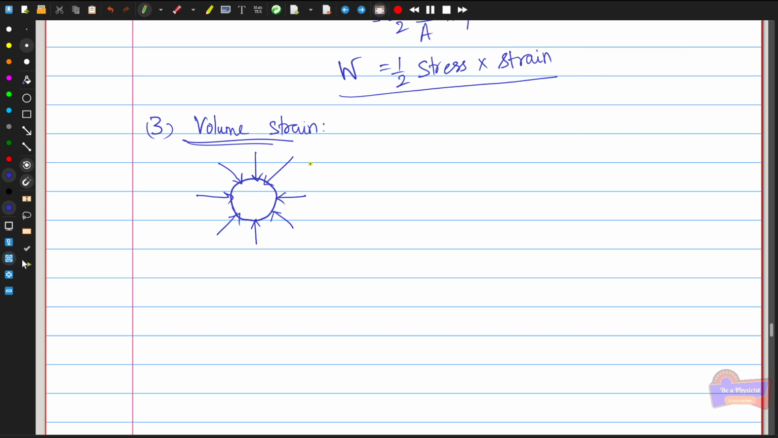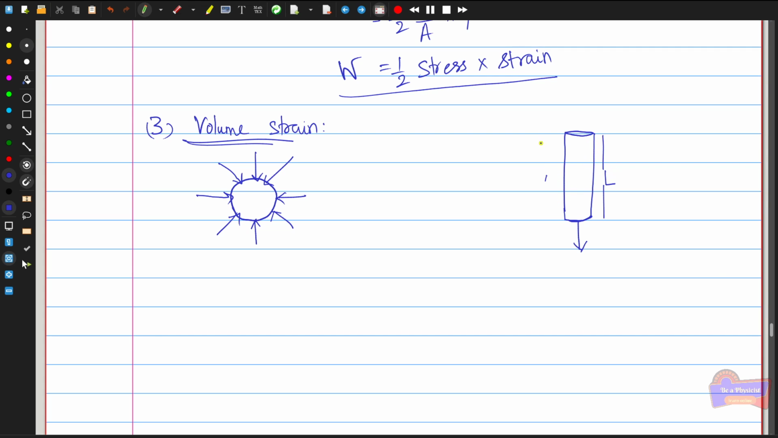So suppose you have a cylinder-like structure, that means a wire, of this form. Suppose you are applying a force in this direction, that means just parallel to the length, then this cylinder will get a change in the length, an elongation. That means the change in length is happening.